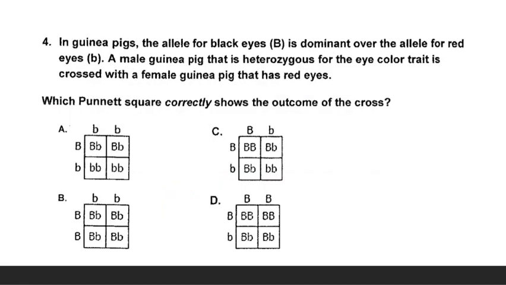Number 4, in guinea pigs, the allele for black eyes is dominant to the allele for red eyes. So I know that black eyes is dominant and red eyes are recessive. And then it also says that a male guinea pig that is heterozygous for eye color is crossed with a female guinea pig that has red eyes. So that tells us a couple of things right off the bat. We know for sure that the male is heterozygous, and hetero means different, so we can write that at the top. Remember, hetero equals different, and homo means same.